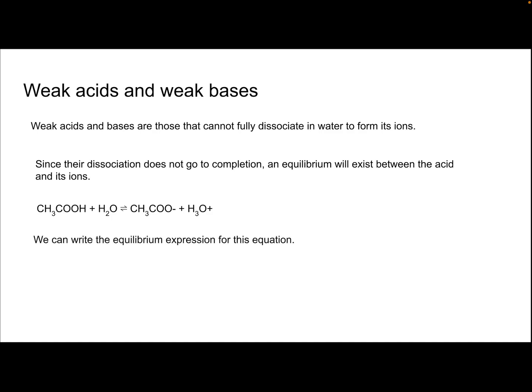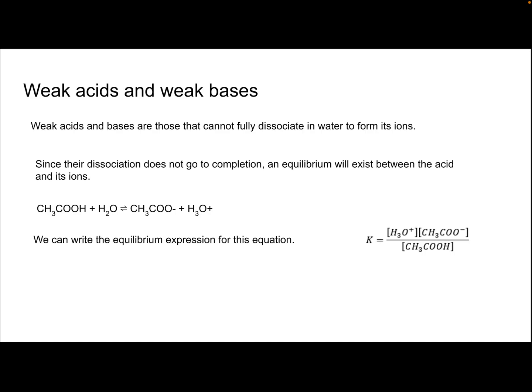So from last year, we should have learned how to write the equilibrium expression. So we can use a similar idea to write an equilibrium expression for this equation. So we can say that the K constant is going to be equal to the hydronium ion concentration multiplied by the ethanoate ion concentration, divided by the concentration of ethanoic acid.